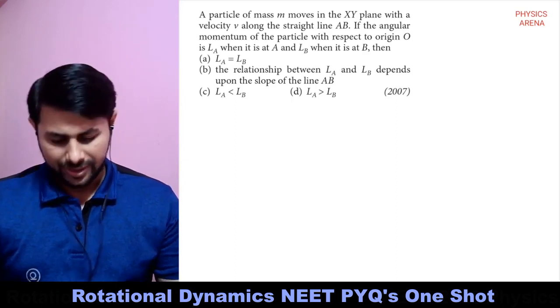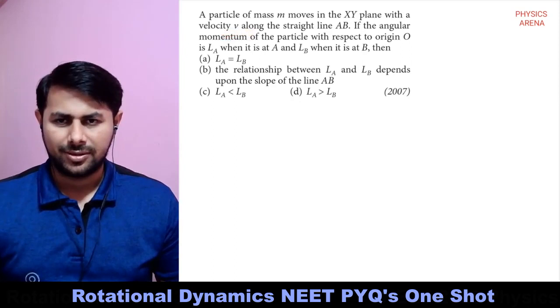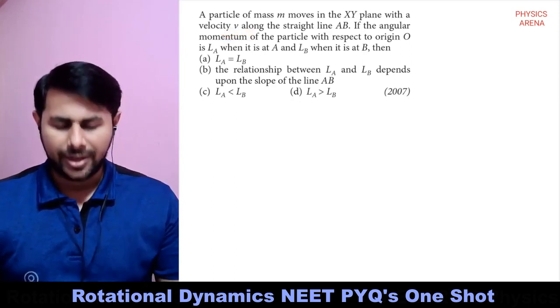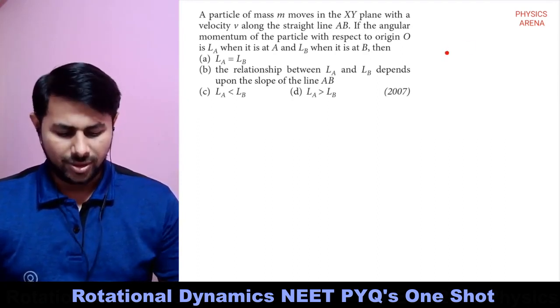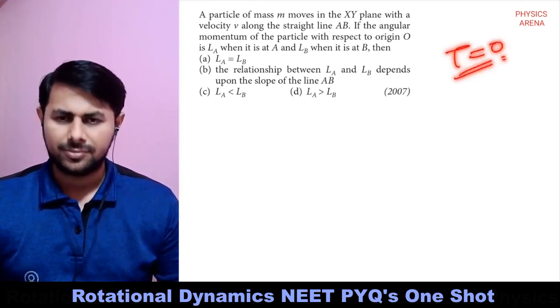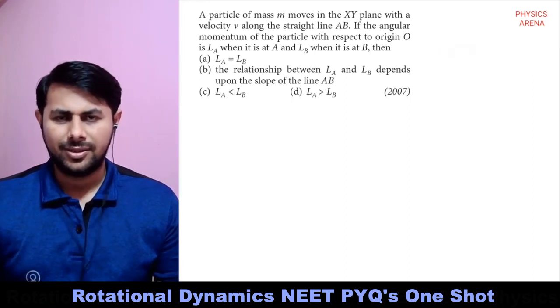Not given, right? There is no force acting on this particle. It is just moving with some velocity. So how much would be the torque acting on the particle if there is no force? Torque will be 0, right? Okay. So if torque is 0, what happens to the angular momentum?